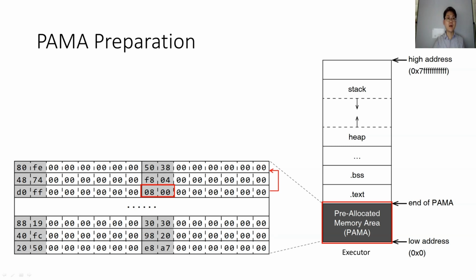Other bytes are filled with 0. Note that such a value is essentially a valid word-aligned address in PAMA. In practice, we find that 4 megabytes of PAMA performs well.